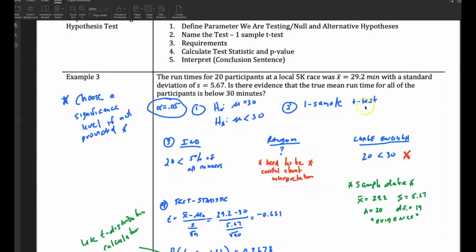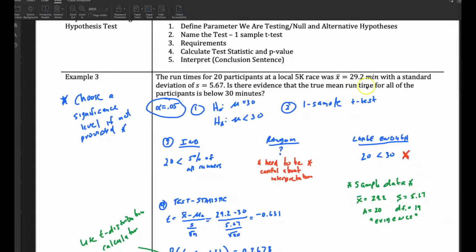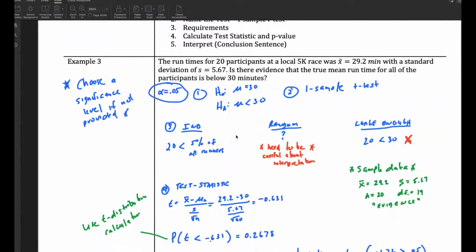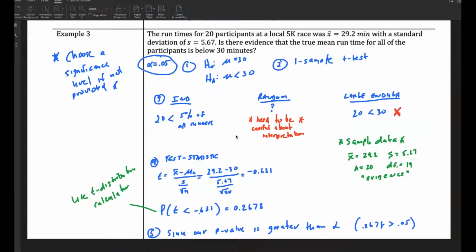We're going to run a one sample t-test. Notice there's no stated alpha or significance. If there isn't, you choose one, and most of the time you choose alpha equals 0.05, or 5%, in a social science setting. 5% is our alpha.